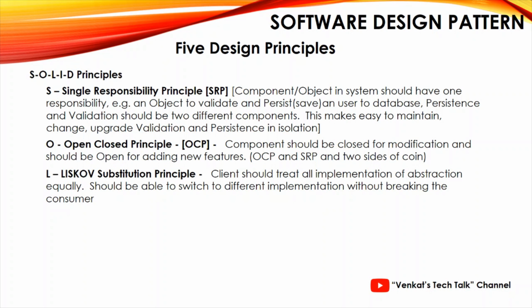To talk about a real example, if we write an export functionality for Excel or PDF, the client should treat all these implementations of the abstraction equally. So beneath a button somewhere in the client, if export is clicked, exporting to Excel or exporting to PDF should be handled by the respective components. We should be able to replace or substitute the implementation with a new component. So that is all about the Liskov substitution principle.